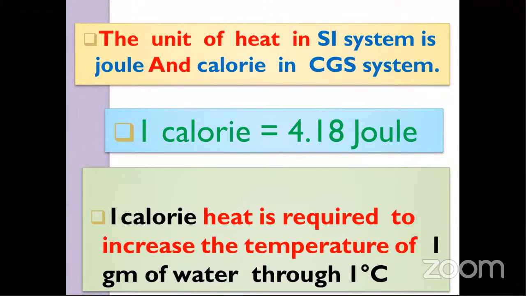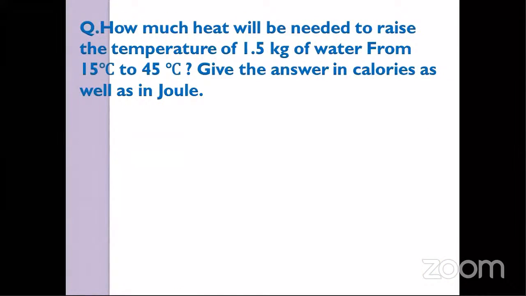1 calorie of heat is required to increase the temperature of 1 gram of water through 1 degree centigrade. So students, let us solve one example for understanding the concept. How much heat will be needed to raise the temperature of 1.5 kilogram of water from 15 degrees centigrade to 45 degrees centigrade? Give the answer in calorie as well as in joule.